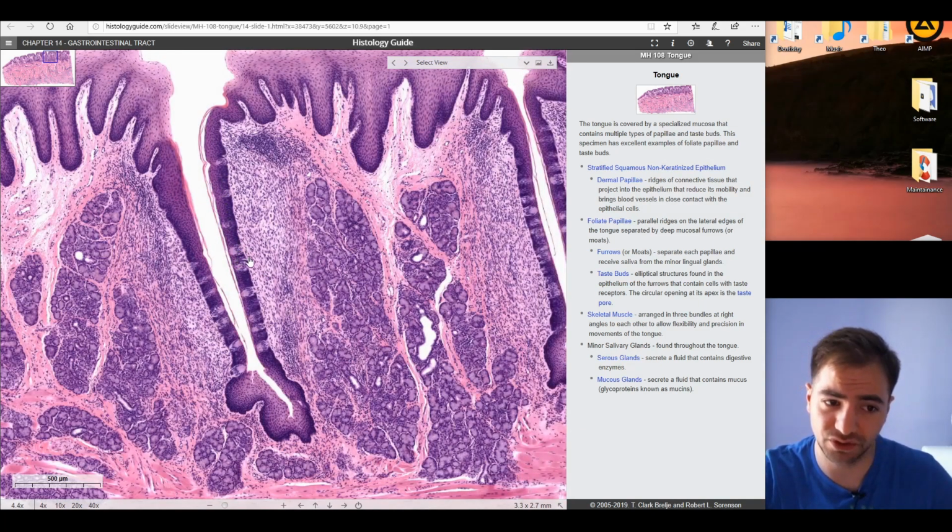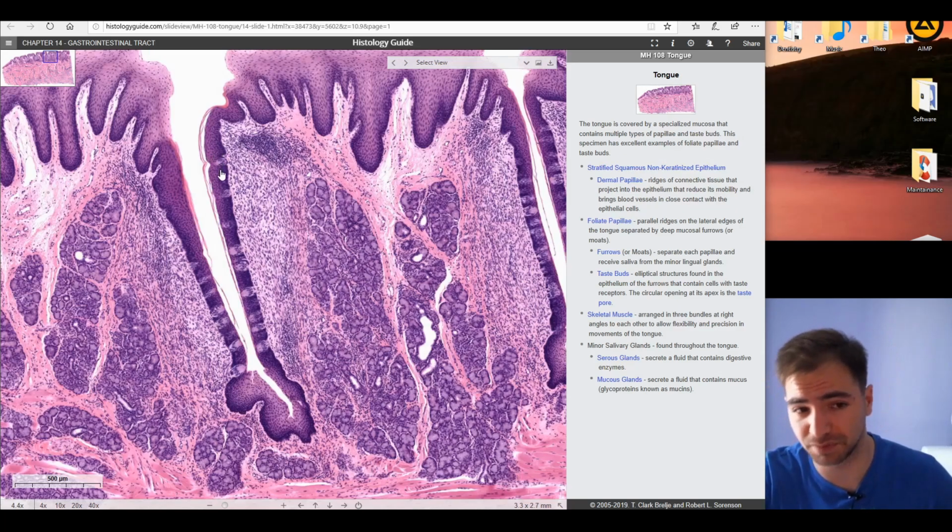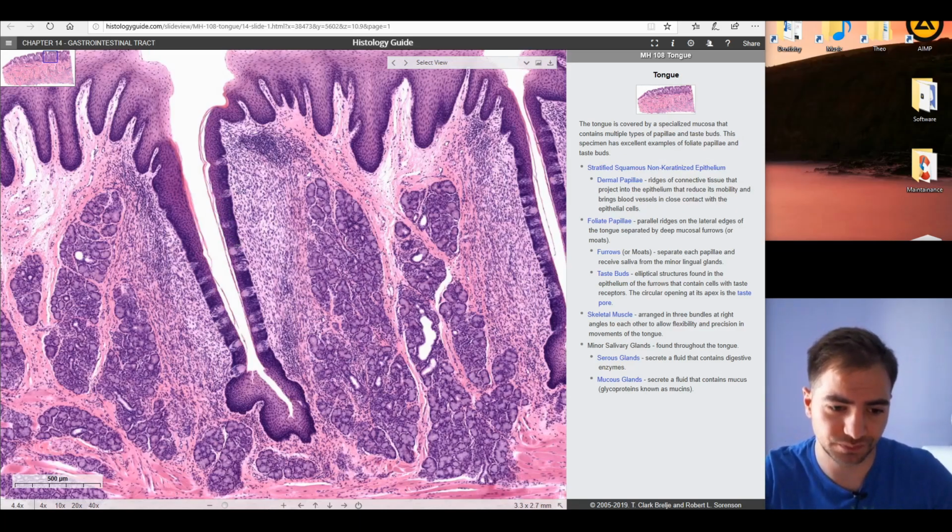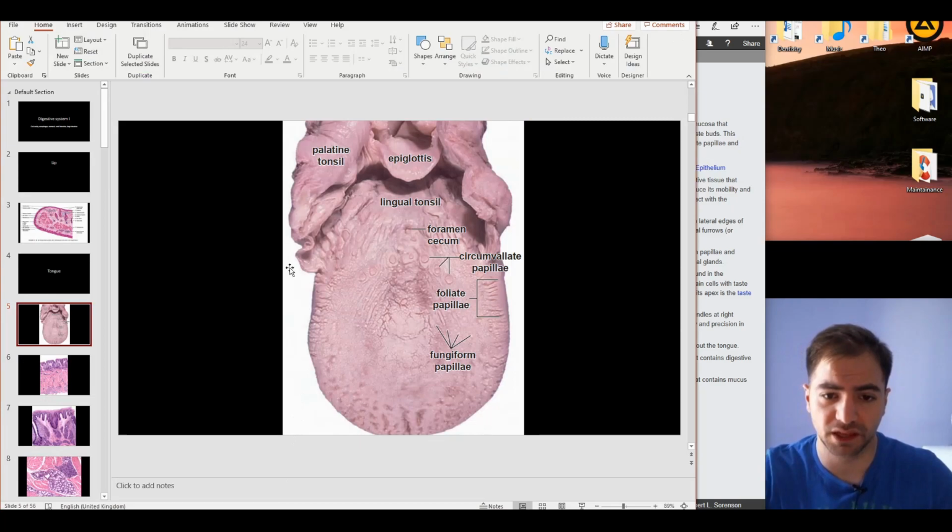For example, right here, I don't have to zoom in. You can actually see the lucent area. This is the difference between the typical stratified non-keratinized epithelium, parakeratinized epithelium, and the more lucent taste buds present along the whole lining of the mucosa. So, the last one to discuss, we should talk about the foliate papillae.